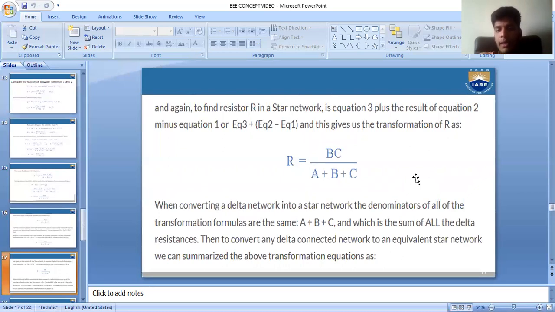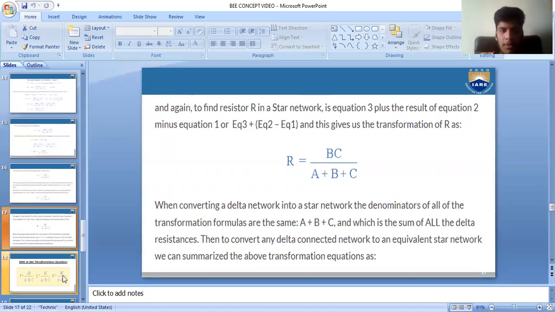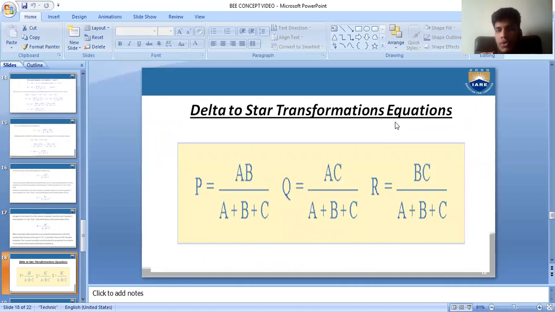When converting a delta network into a star network, the denominators of all the transformation formulas are the same, A plus B plus C, which is the sum of all the delta resistances. To convert any delta connected network to an equivalent star network, we summarize the transformation equations as this one. By that, we have firstly found the P resistor, then from this P we have found the Q and R resistors. So P is equal to AB by A plus B plus C, Q is equal to AC divided by A plus B plus C, R is equal to BC divided by A plus B plus C.